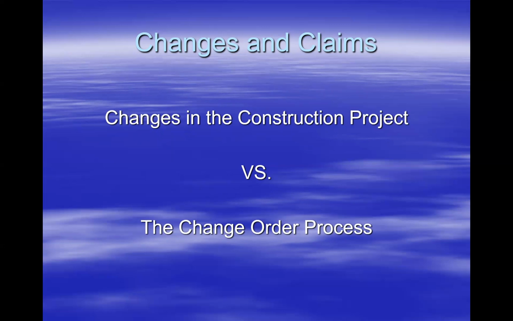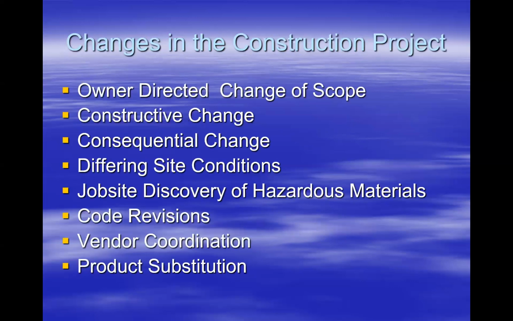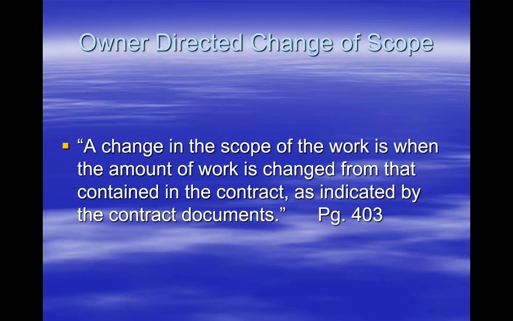So once we're out there as the general contractor, these are essentially the types of things that will cause us to change our scope of work, price, or time. In other words, these are the types of things that ultimately may lead to a change order on a project. So let's start with the owner-directed change of scope. This comes off of page 403. In fact, most of these will be on pages 403 to 405 of your textbook. Owner-directed change of scope is a change in the scope of the work.